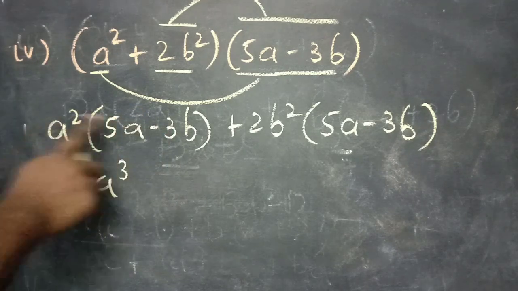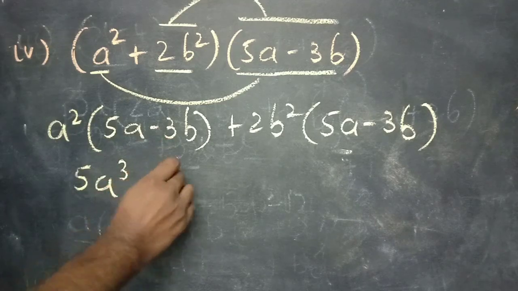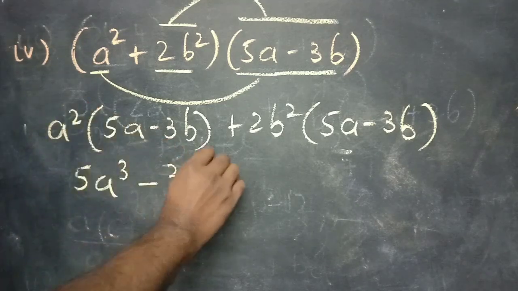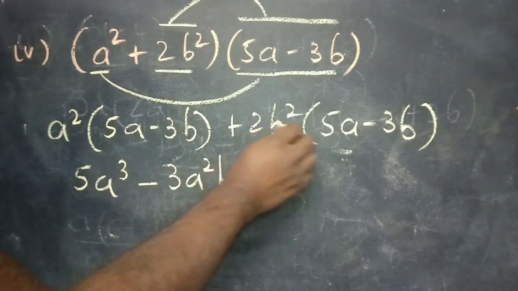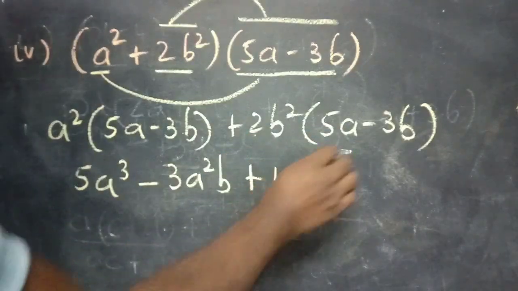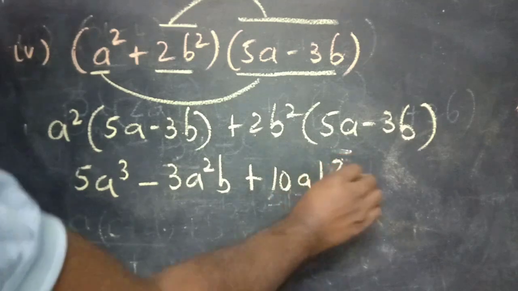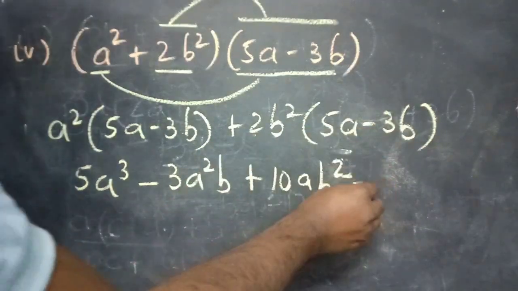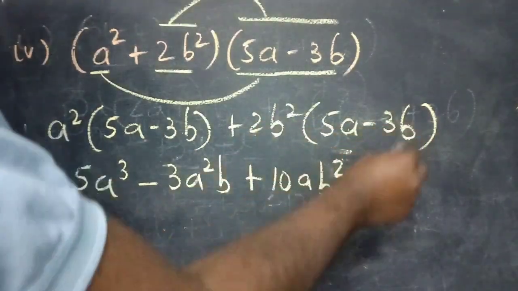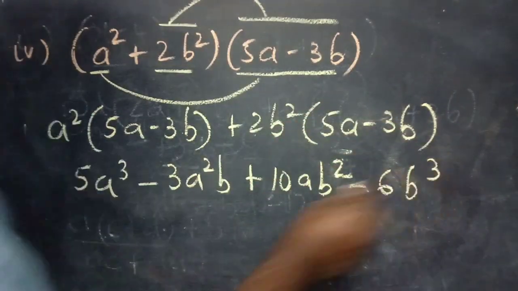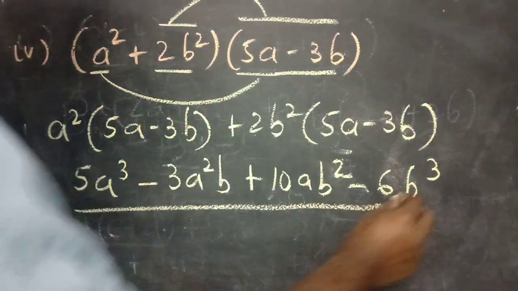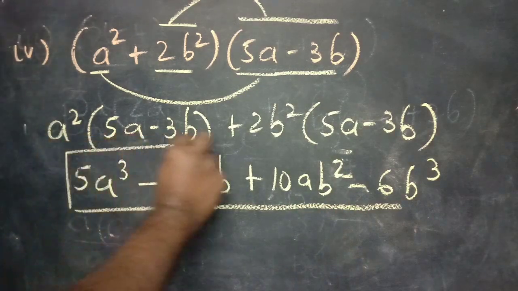Now plus into minus, minus 3a square, then b as it is. Now 2 into 5 is 10, a and b square as it is. Now plus into minus, minus 2 3s are 6, b square into b is b cube. No like terms are there, hence this is the solution.